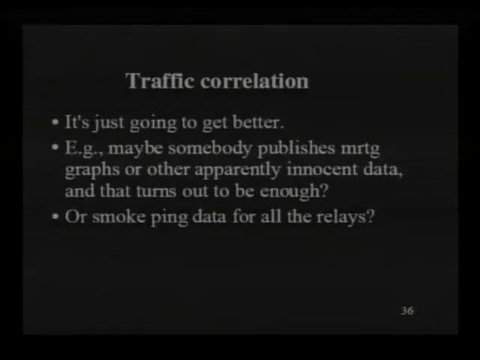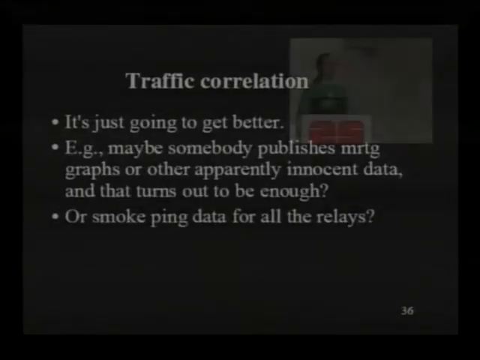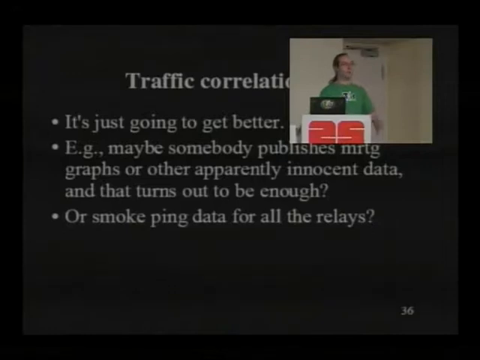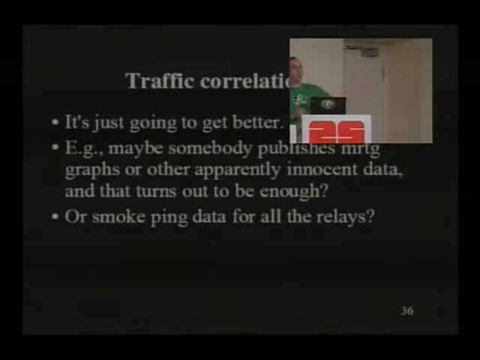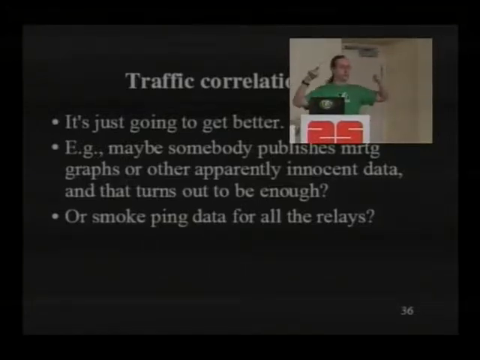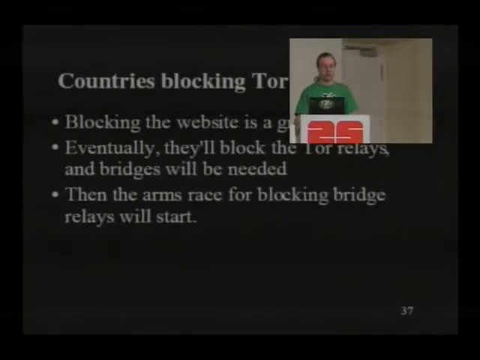Okay, so what's going to happen down the road? Traffic correlation is just going to get better. I can imagine some pretty innocuous sounding things. Let's say somebody publishes an MRTG graph of their relay. So now we have a very coarse graph of how much bandwidth it uses. And let's say somebody else publishes one too. Is the math good enough and efficient enough to take those two graphs and match them up? That would suck, because a lot of ISPs publish that sort of thing too. So how good can we make these correlation attacks?